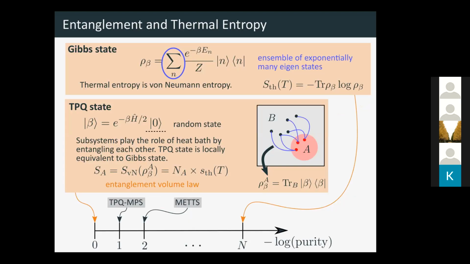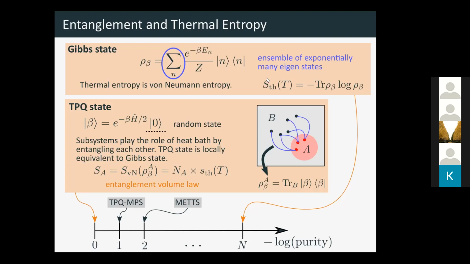And now we first would like to see the conventional description of the finite temperature state, which is called the Gibbs state. This is a mixed state. As you can see, it's an ensemble of an exponentially large number of eigenstates. And because of this very large number of summation, it is practically impossible to describe it in a computer. The thermal entropy is the von Neumann entropy of the Gibbs state, which is given as minus rho log rho.